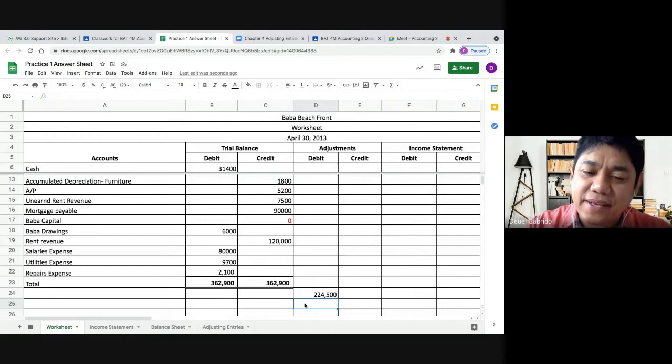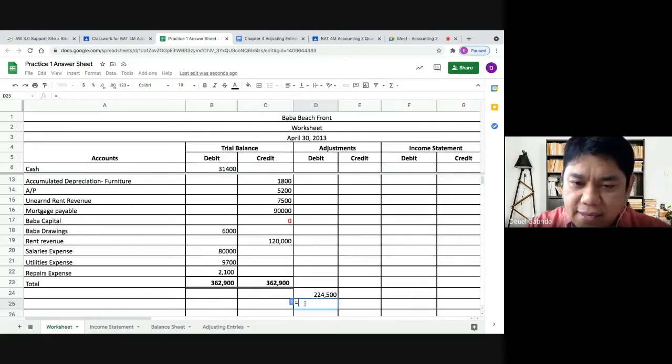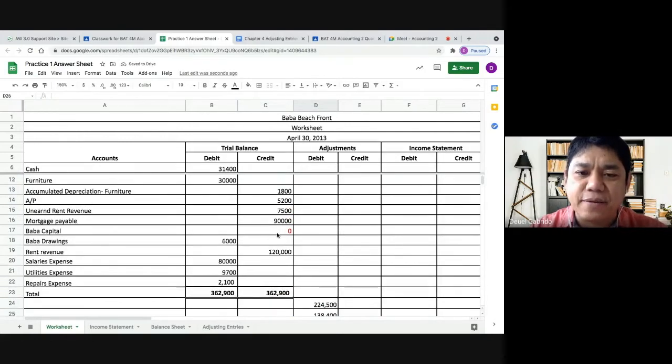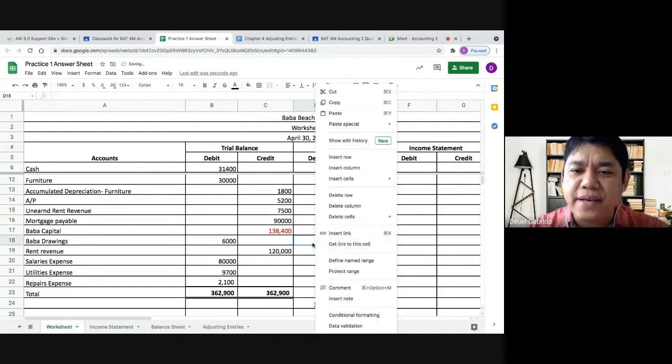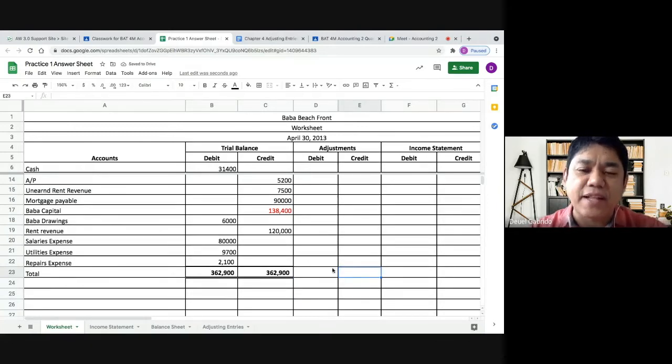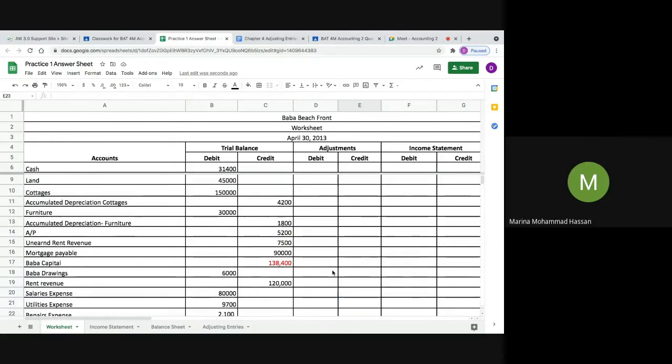So let's put it here. Equals the total minus the sum of all the credit, and we got 138,400. So in your upcoming assignment, you should know how to find the initial or beginning capital by doing what I did. Is that okay? So far so good?